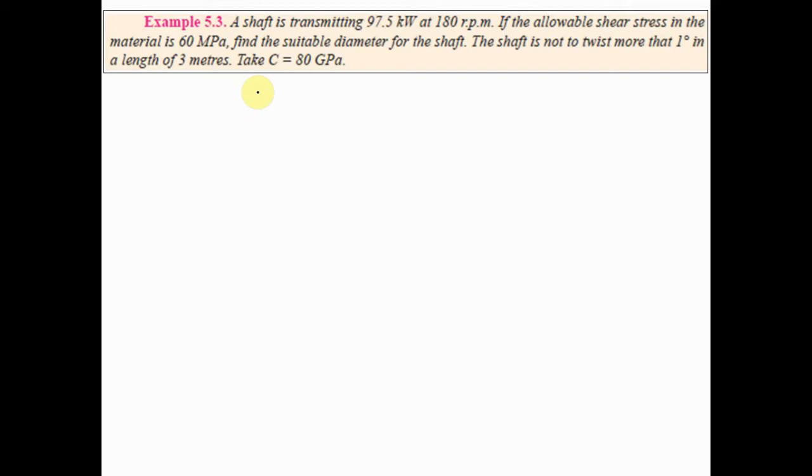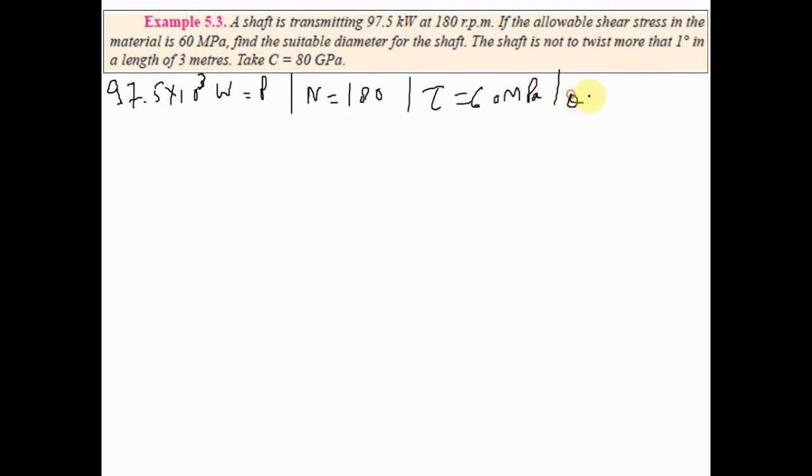So power is given. Power you can write as 97.5 times 10 to the power 3 watts. This is the power that is given. RPM, capital N, is given as 180. Then allowable shear stress tau is given as 60 megapascals. Theta is given as 1 degree. L is given as 3 meters. C is given as 80 gigapascals.